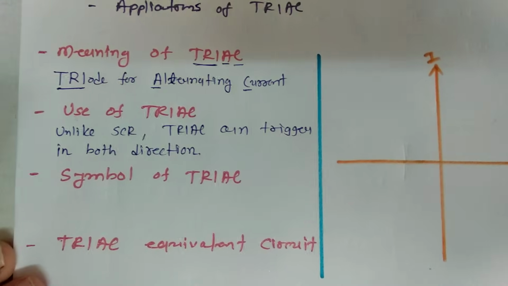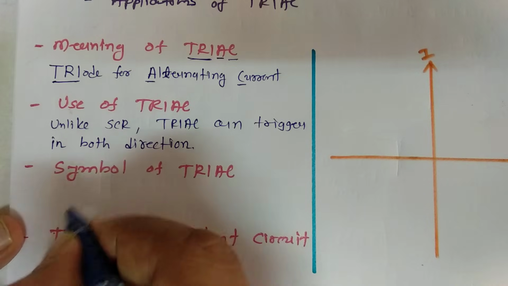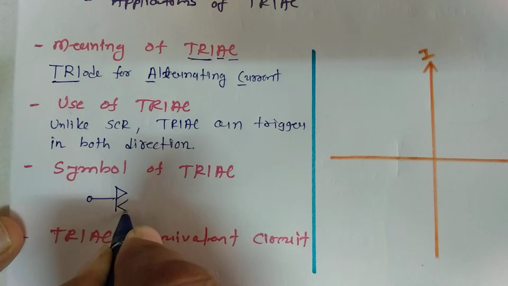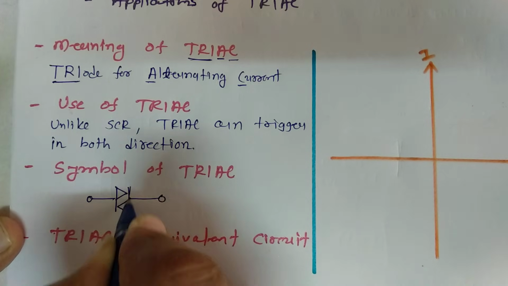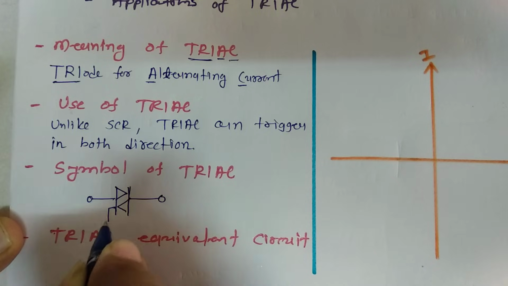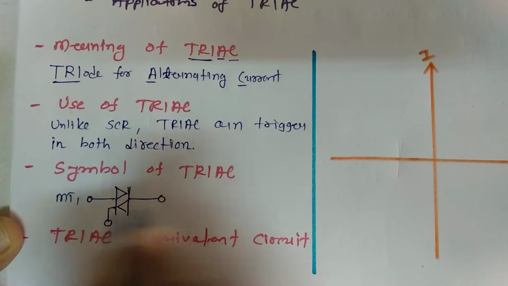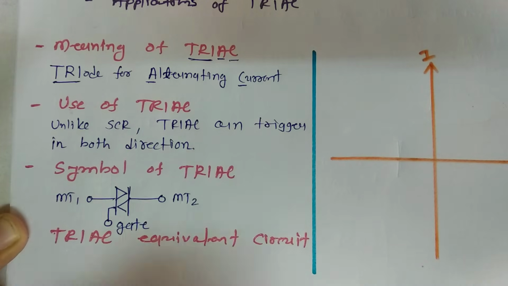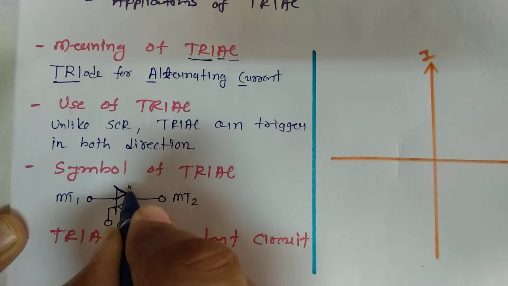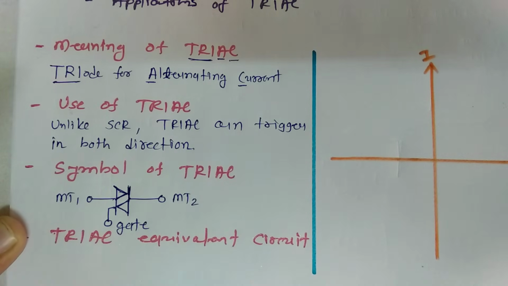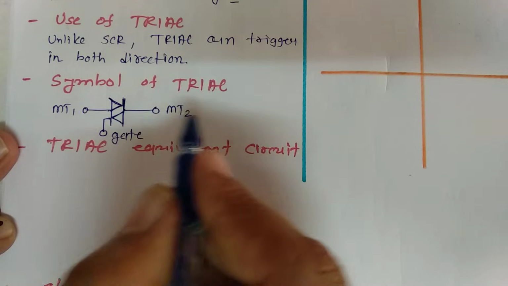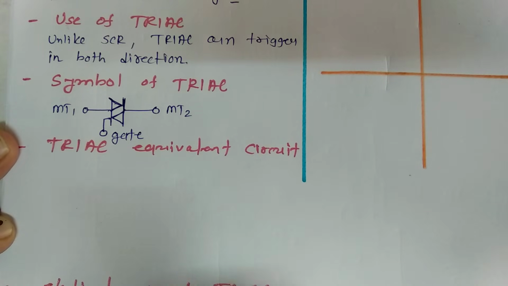Now let us have the symbol of triac. The symbol of triac is a 3-terminal device. This is MT1, this is MT2, and the third terminal is the gate. So this triac is a 3-terminal device, and it is a bidirectional device. A triac could even be considered as two back-to-back connected SCRs. So triac is a 3-terminal device: MT1, MT2 and gate.